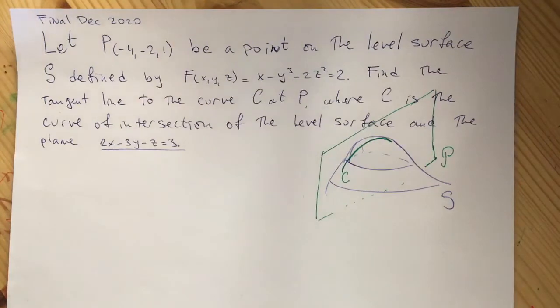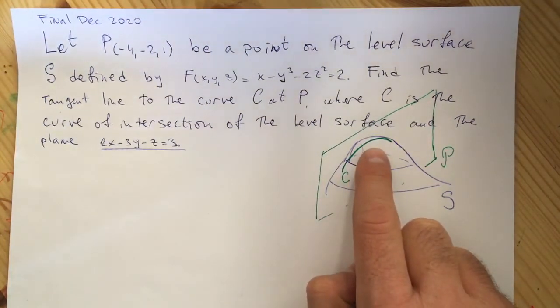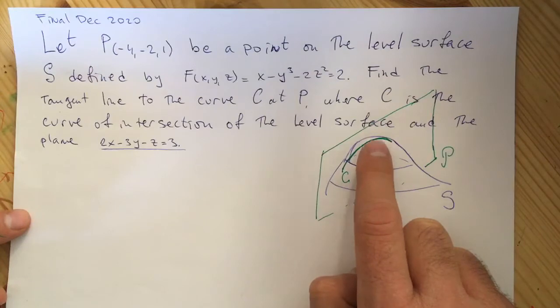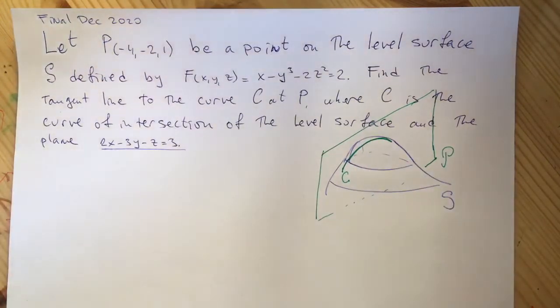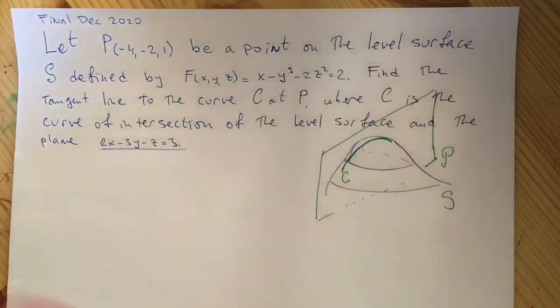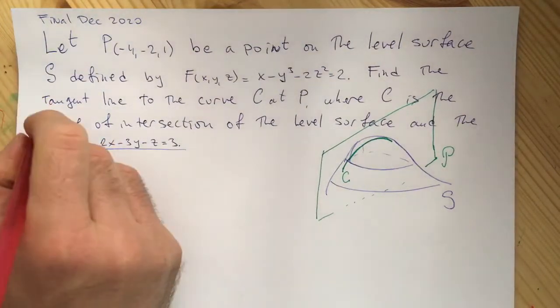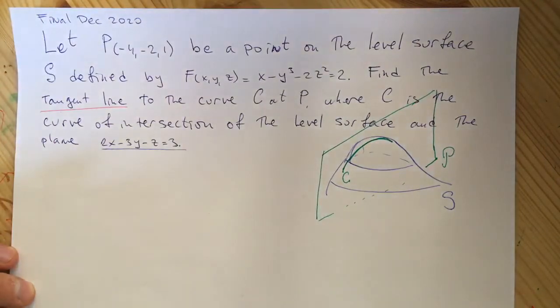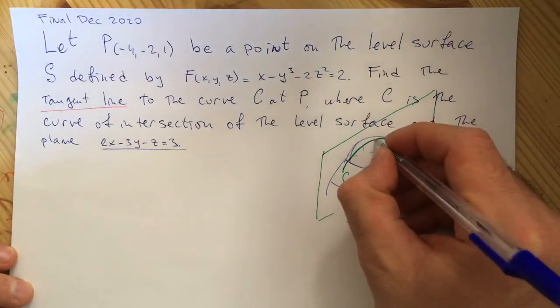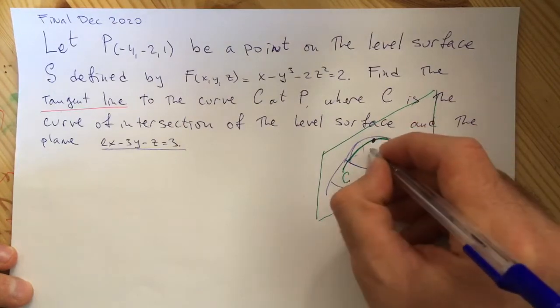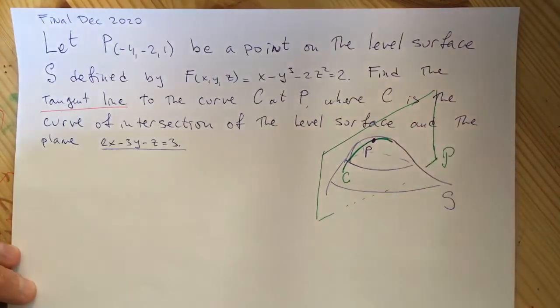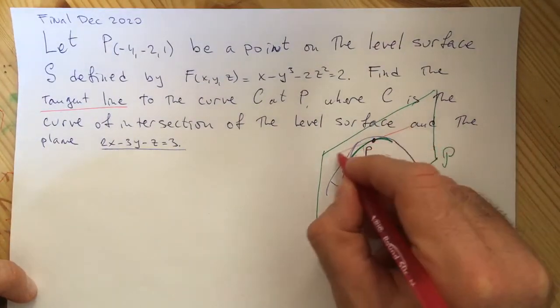The difficult way to solve this is to parameterize the curve, find the equation of the curve, and we have done this previously, and then find the derivative at the point P, and that will give us the direction of the line. But there is an easier way to do this. So let's say that this is the point P. We want to find the equation of this tangent line.